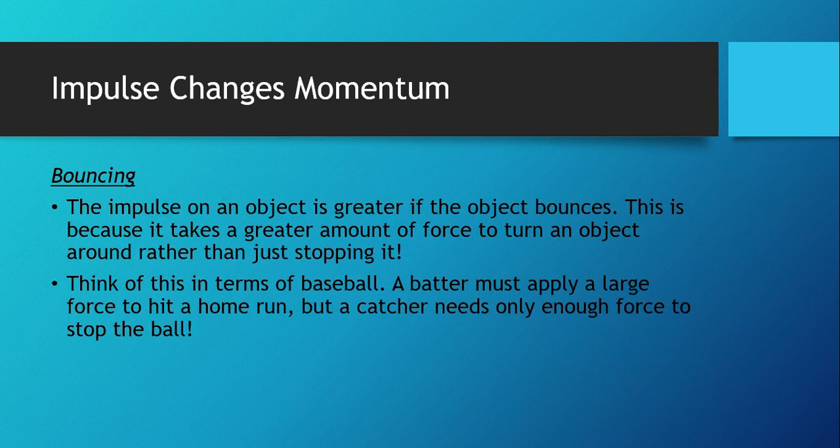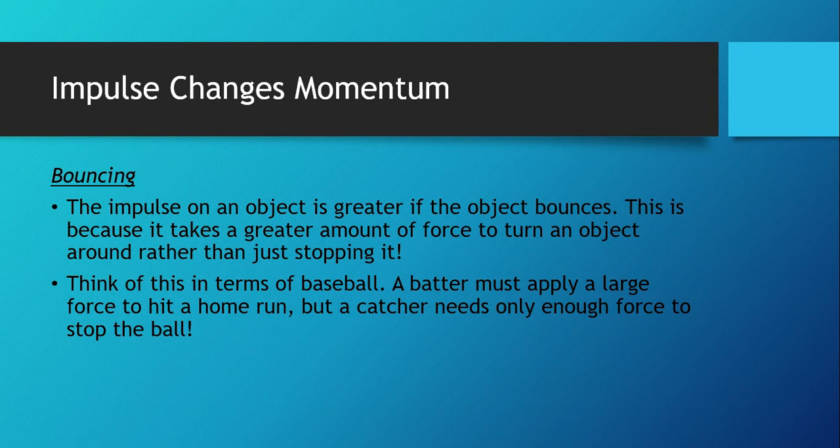Similarly, some objects, when you drop them on the ground, they bounce. And because momentum depends on a direction, bouncing implies a change in momentum. The object goes from traveling at one velocity in one direction to traveling at a different velocity in the opposite direction. So the velocity changes, the direction changes, so the momentum changes.